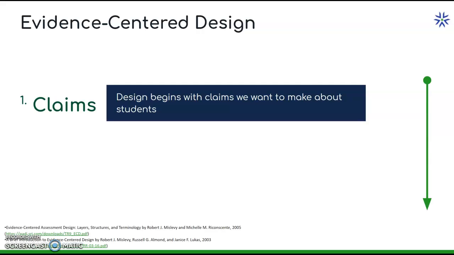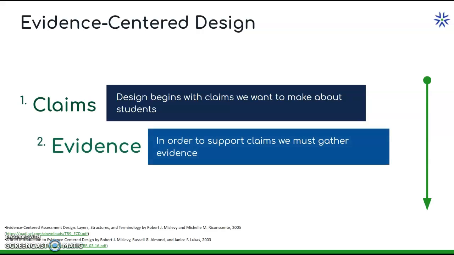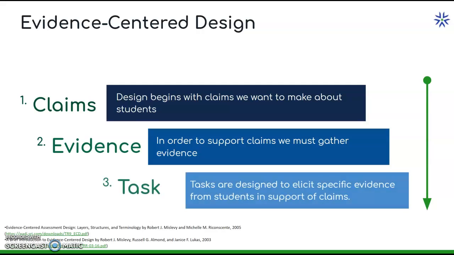When it comes to evidence-centered design, we start by beginning with a claim. What is the claim that we want to make about a student? Then we say, how can we collect evidence in order to support that claim? We typically call them evidence statements. And then lastly, what are the tasks that we can use to elicit specific evidence from the students in support of those claims? Typically, that means that we break down a claim into evidence statements, and we build tasks to specifically tell us what we would like to say about students.